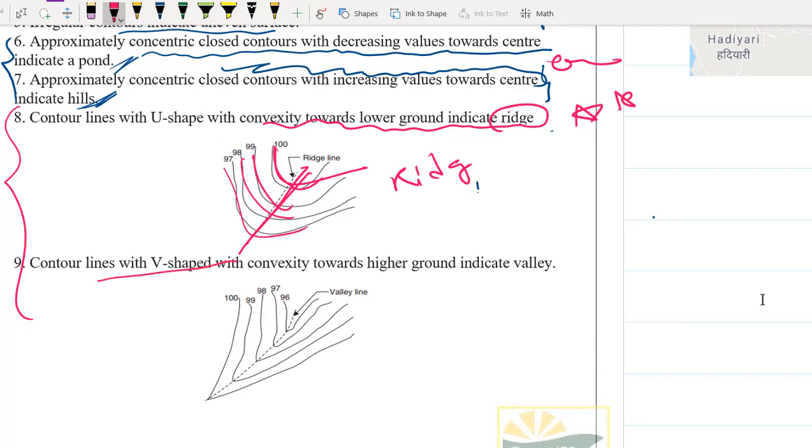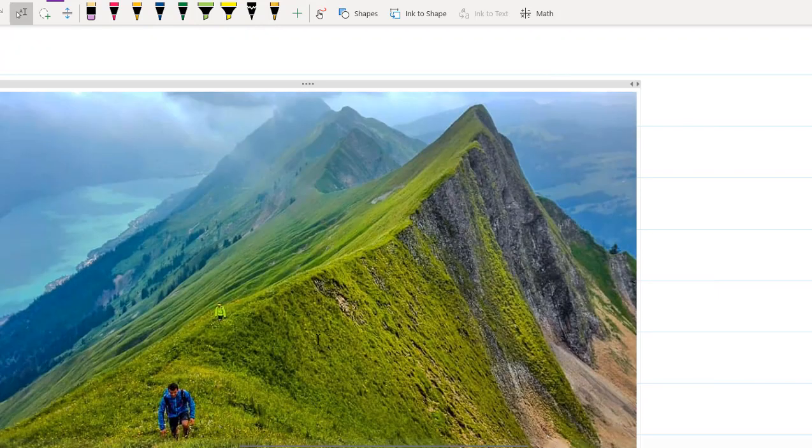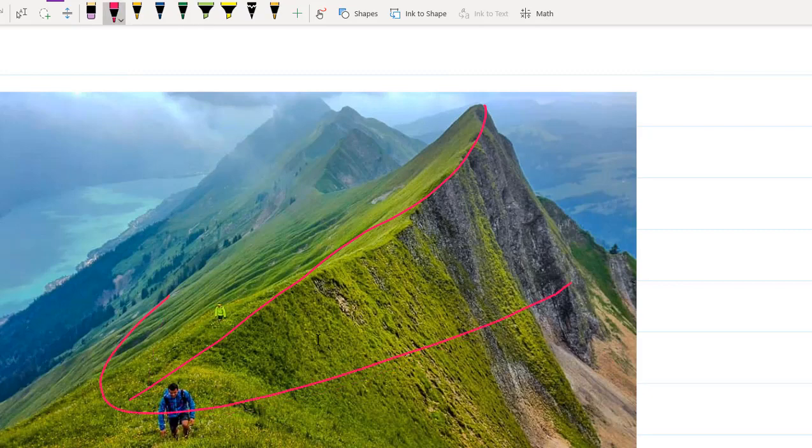Contour lines with V shape with convexity towards higher ground indicate a valley. So if you have higher values here and lower values inside, then we will be having a valley. Let us try to understand what is ridge and valley. So this is your ridge, this line you will be calling a ridge line. Whenever you are drawing contour lines, this elevation will be, let us say, 100 meter, this elevation will be 110 meter, this elevation 120 meter, and this elevation 130 meter.